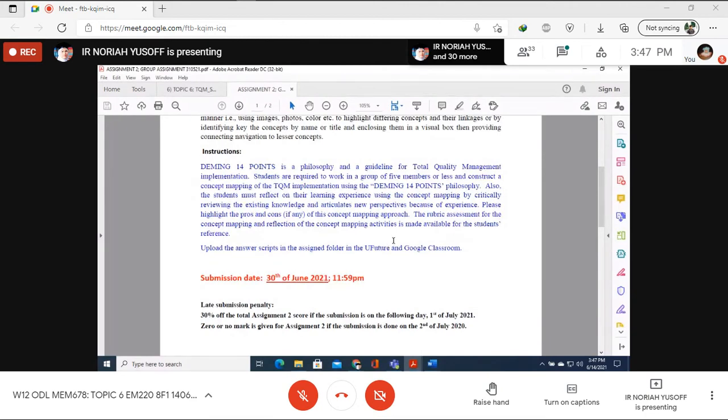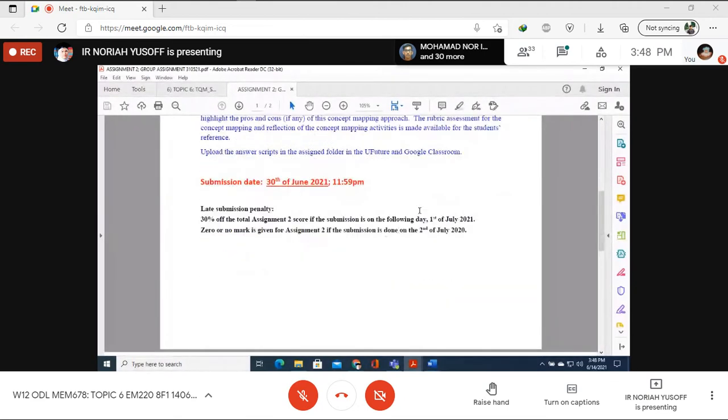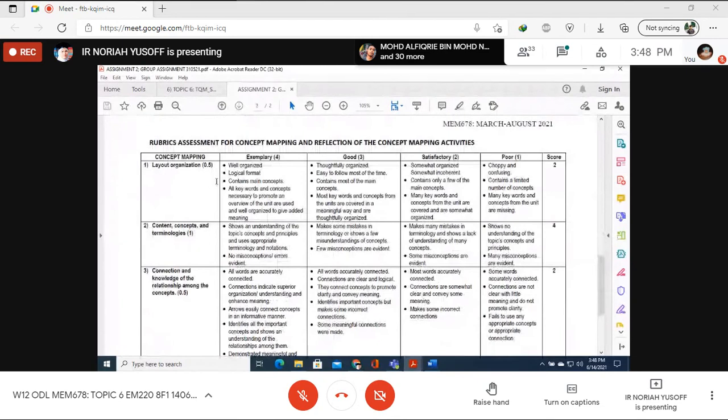So, to have a better idea on how to come out with the concept mapping, you need to refer to the rubric assessment. Okay. So, what are the things that I will measure and grade accordingly? So, I will look at the layout of the concept mapping. Whether it is well organized or not, it follows logical format. Logical format in this case, whenever I look at the concept mapping, it gives me the idea immediately. This is my mapping, the format. Logical, not scattered. Okay, not just simply doing it because you feel like doing it that way. No, you must follow certain logical format.